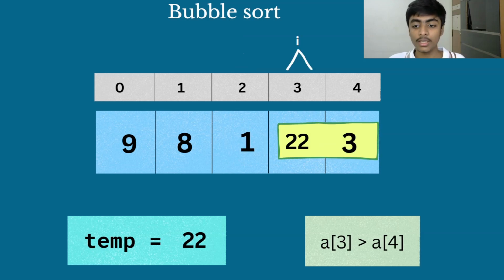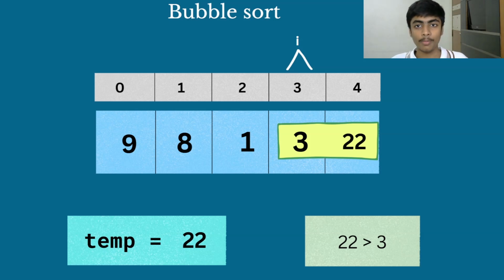So we're basically checking if A of 3 is greater than A of 4. In other words, if 22 is greater than 3. This condition is also true. So what we'll be doing is we're going to swap the two values, and we're going to repeat the same process. We're going to copy the value at A of 3 to a temp variable. We're going to set A of 3 to 3. And we're going to copy the value in our temp variable, which is 22, to A of 4.